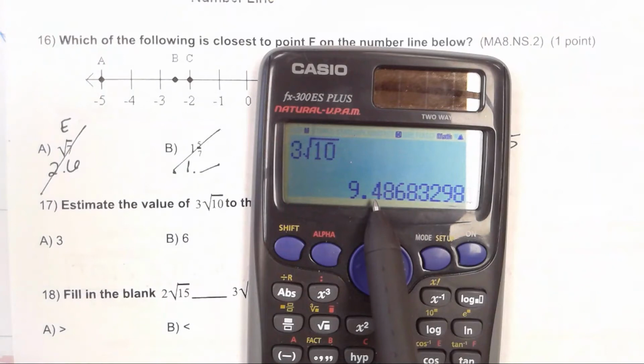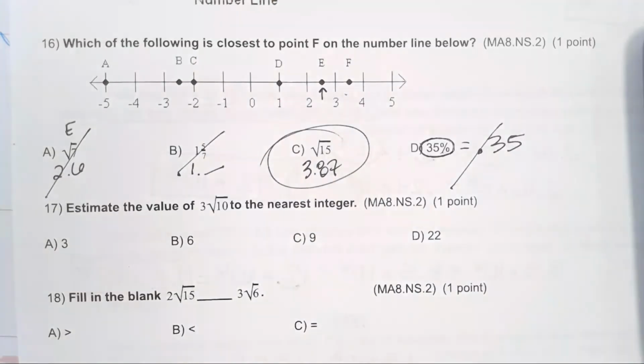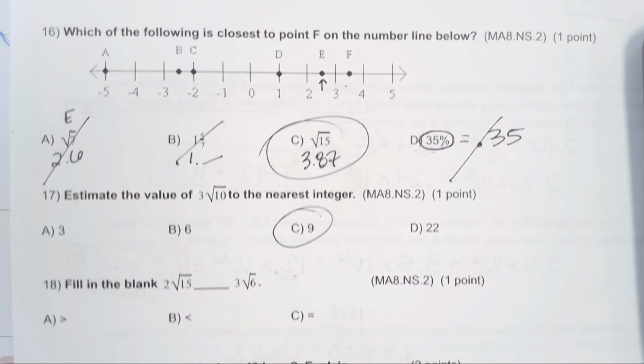So I'm looking at the tenths place. Is this number 5 or greater? Nope. So I'm going to leave the 9 the same. So 3 times the square root of 10 is the closest to the integer of 9.